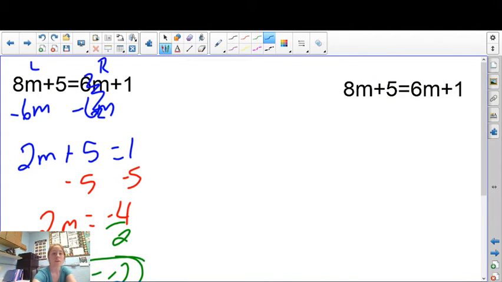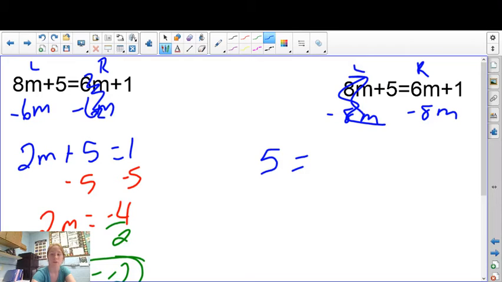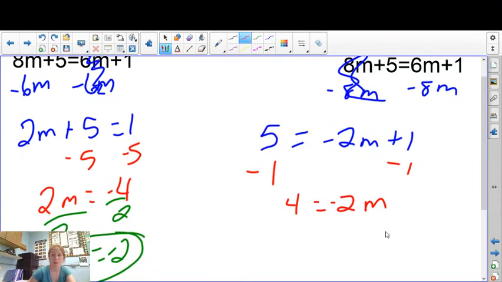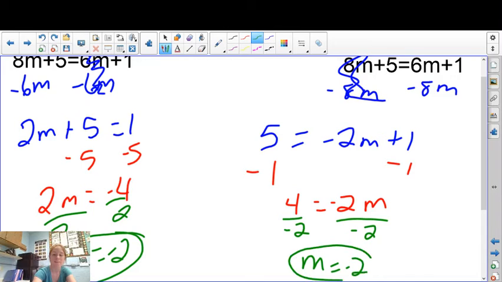Okay, now let's get them on the right side. So instead of subtracting the 6, first I'm going to subtract the 8. So I have 5 is equal to, because those guys are gone, 6 minus 8 is negative 2. Bring down the 1. Now I'm going to go ahead and subtract my 1 over, and I'm left with a 4. And my last and final step is to divide by negative 2. And 4 divided by negative 2 is negative 2. Hey, look, it's the same answer.